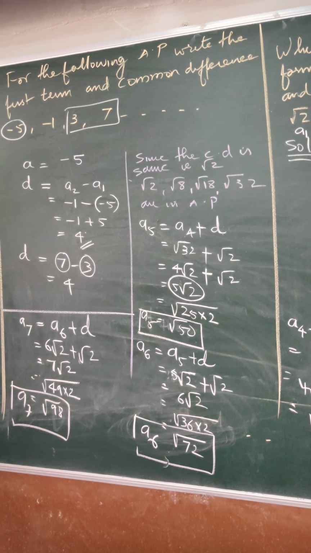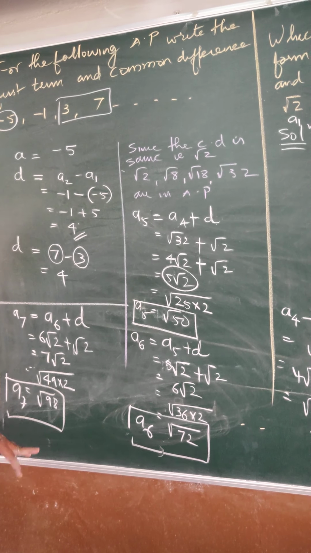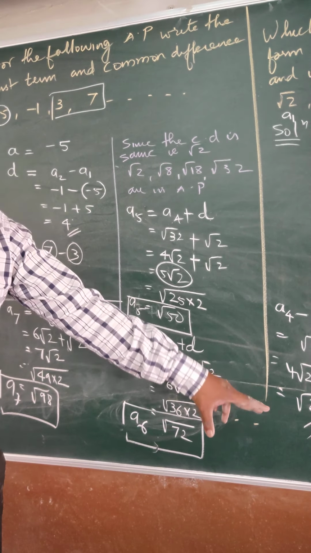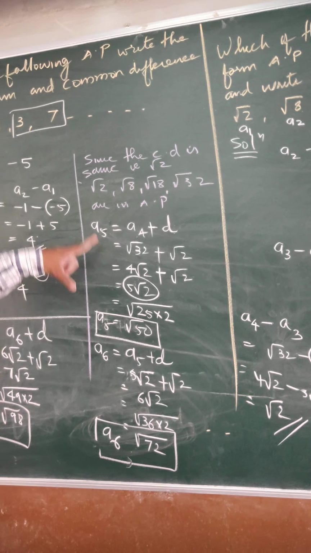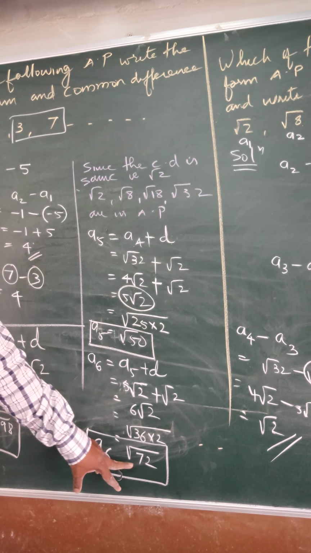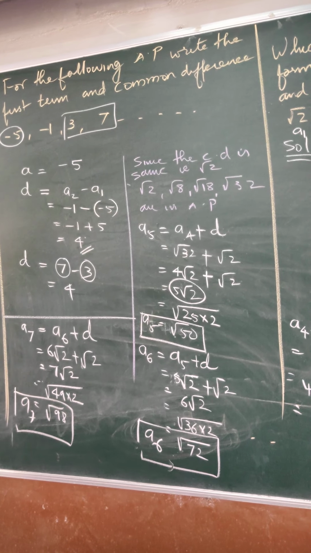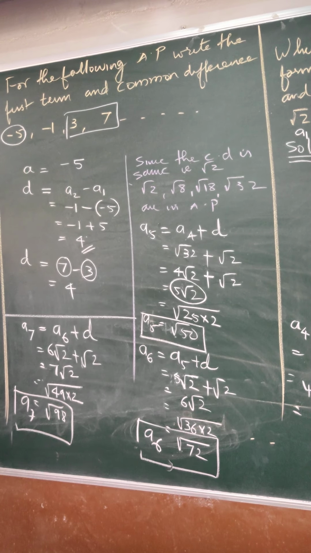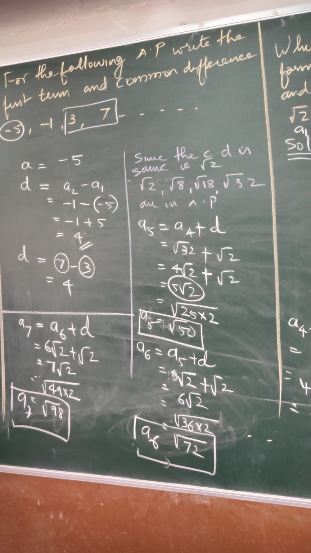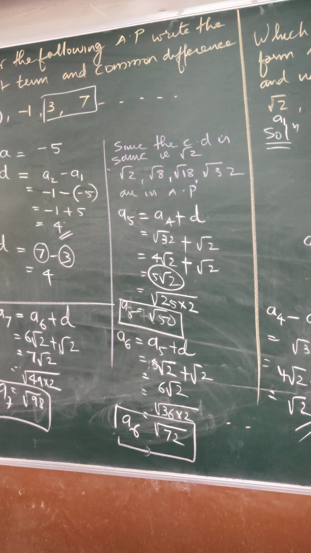So the next terms: the fifth term is the square root of 50, the sixth term is the square root of 72, and the seventh term is the square root of 98. These are the three simple questions that can be asked in the exam, for 1 or 2 marks.